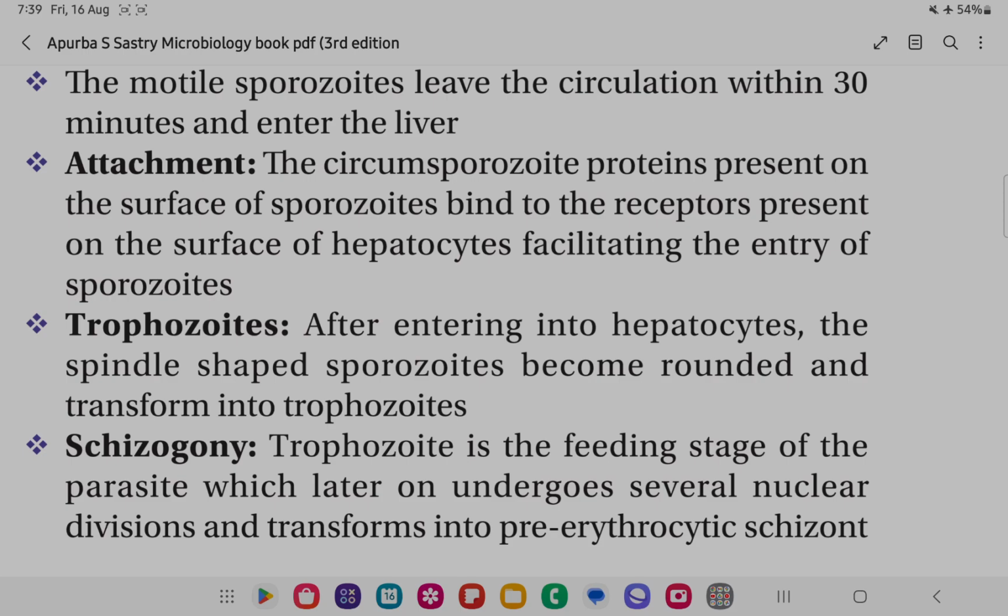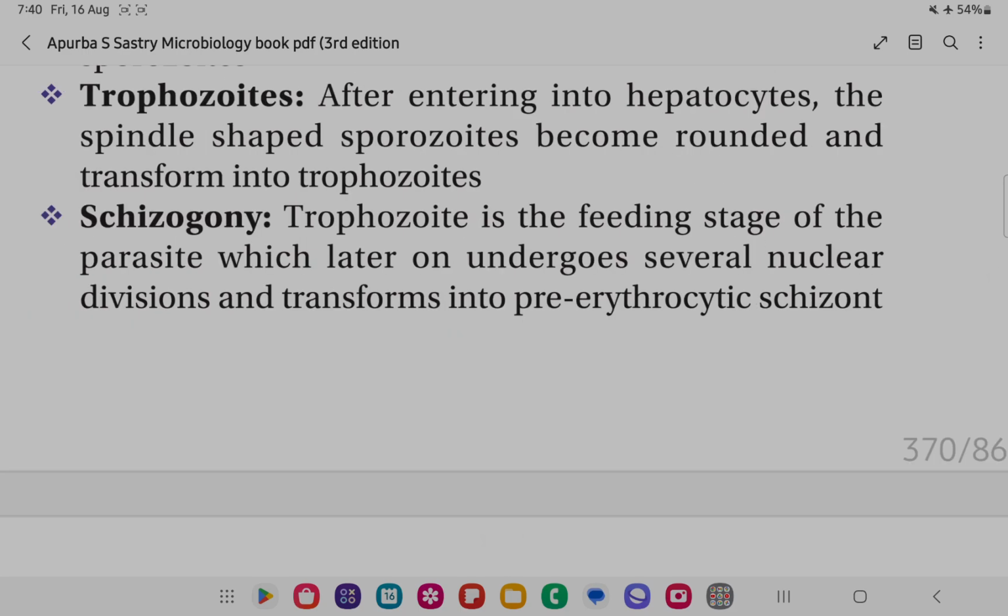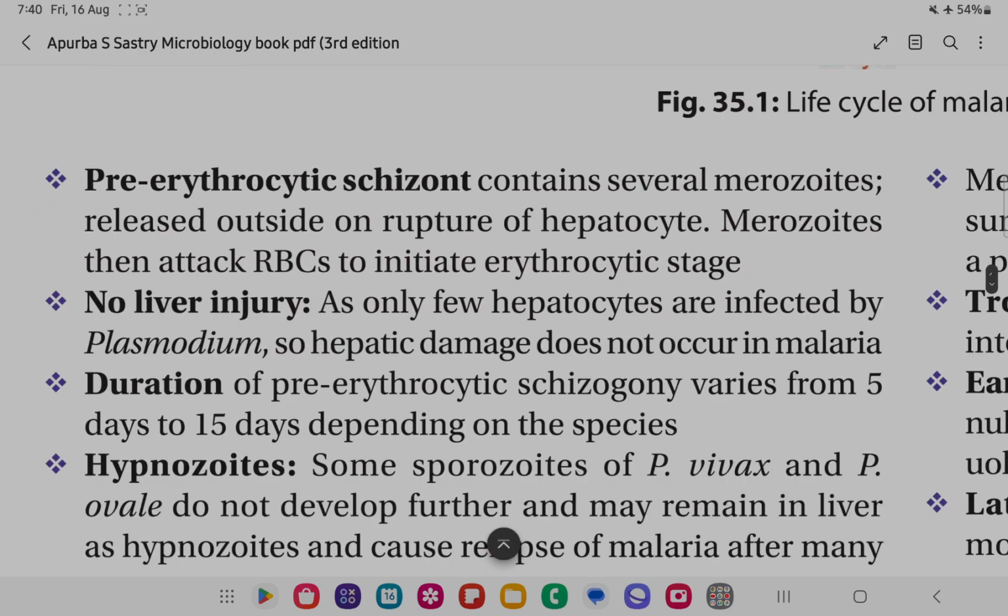Now the trophozoites: after entering the hepatocytes, the spindle-shaped sporozoites become rounded and transform into trophozoites. Talking about schizogony, the trophozoite is the feeding stage of the parasite, which later undergoes several nuclear divisions and transforms into the pre-erythrocytic schizont. The pre-erythrocytic schizont contains several merozoites, which are released on rupture of the hepatocyte. Merozoites then attack RBCs to initiate the erythrocytic stage.